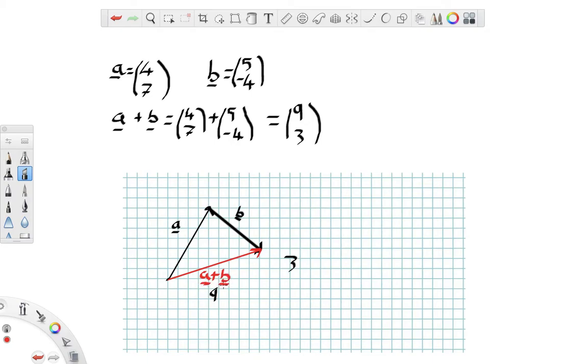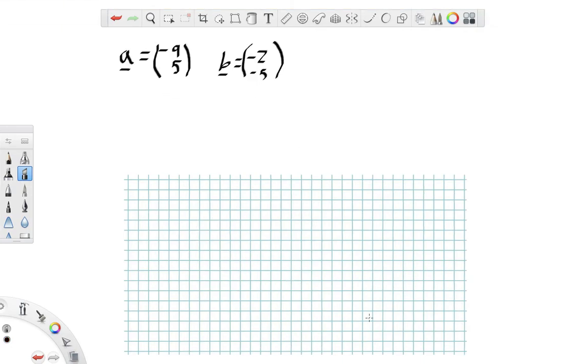Okay, so I want to look at one more example on adding vectors and then drawing them geometrically, and then we'll have a look at some more examples for addition and subtraction later on, but this is the last example I want to look at where we draw them. So we've got the vector A, which is minus 9, 5. We've got the vector B, which is minus 2, minus 5. So what we'll do is we'll do what we've done before. We'll just start jumping in and drawing them.